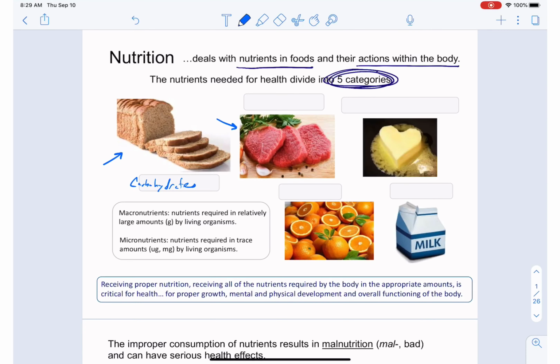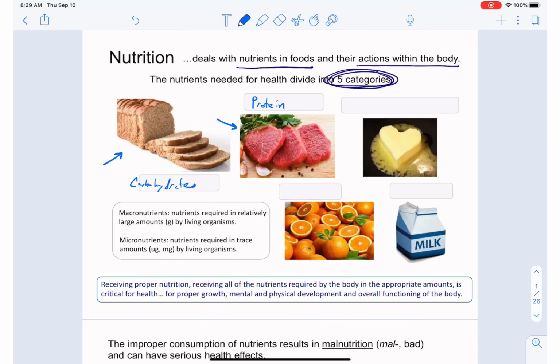What about these steaks? There's not a lot of fat in these steaks. These are pretty lean, not a lot of marbling. So what nutrient comes to mind with these steaks? How about protein? Protein is a category of nutrients, and there's a lot of protein in steak.